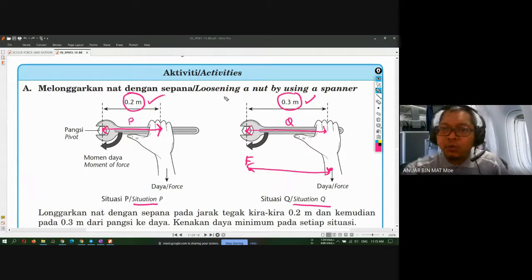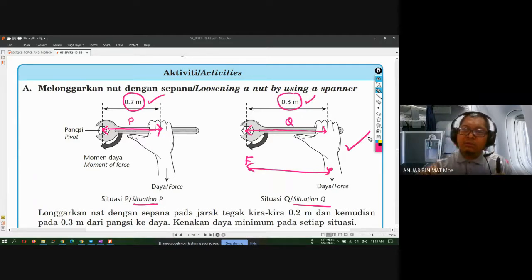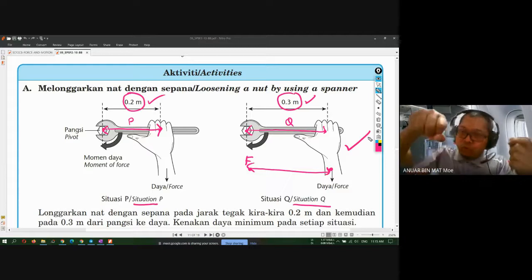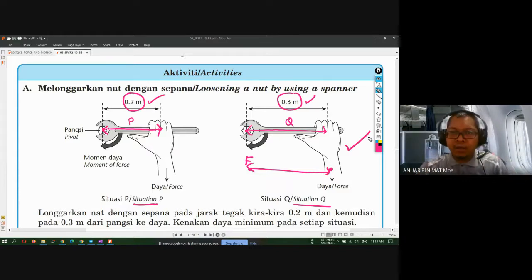So Q is better. You choose Q, all right, in order to take less effort or less energy from you to open the screw over there. Okay, is in situation Q. The longer the spanner, the less the effort you need to open the screw. Okay, you understand this, right? Okay, next one.